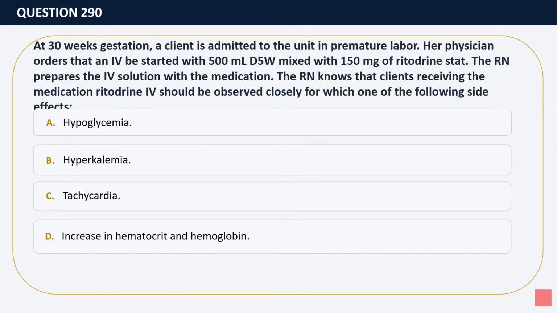Question 290. At 30 weeks gestation, a client is admitted to the unit in premature labor. Her physician orders that IV be started with 500 ml D5W mixed with 150 mg of ritodrine stat. The RN prepares the IV solution with the medication. The RN knows that clients receiving the medication ritodrine IV should be observed closely for which one of the following side effects: A. Hypoglycemia. B. Hyperkalemia. C. Tachycardia. D. Increase in hematocrit and hemoglobin.